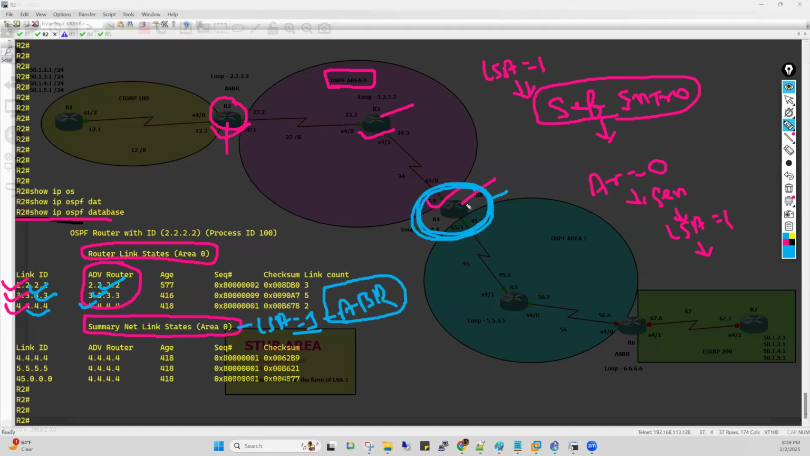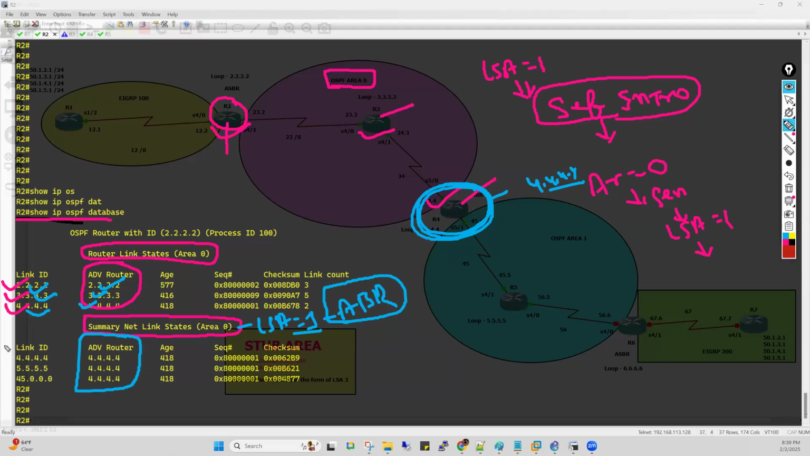And what is the router ID of this ABR? 4.4.4.4. So that's the reason. What is the advertising router here? 4.4.4.4. Understand, guys? Type 3 LSA is advertised by the ABR. So that's the reason here in the advertising router column you are getting R4. Whose name do you see here? Router 4. Getting my point, everyone?